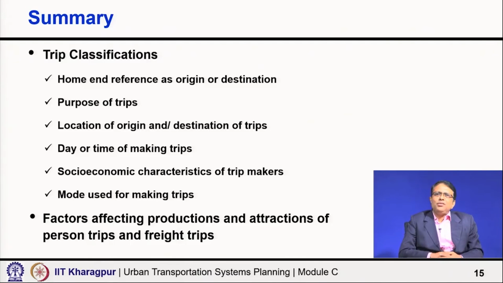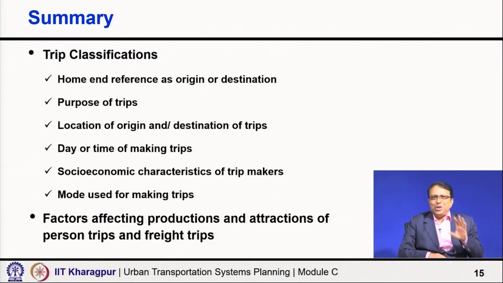So, if I have to summarize this lecture, I would say that there are different ways we can look at the trips. There are really so many characteristics of trip and so many ways one can look at this same trips which are happening in the urban area. It depends on the context, which way it is meaningful to look or to classify trips, that directly relates to what is the objective, end of the day what we are trying to achieve. So, we may classify trips based on home and reference as origin or destination. So, home based, non home based, that was the fundamental classification.